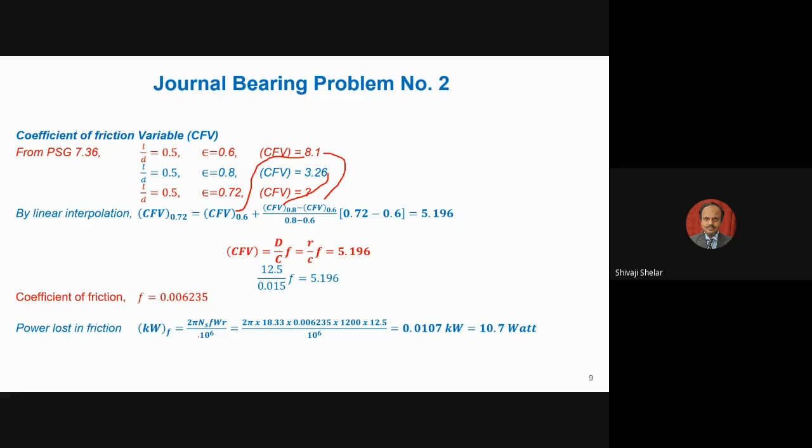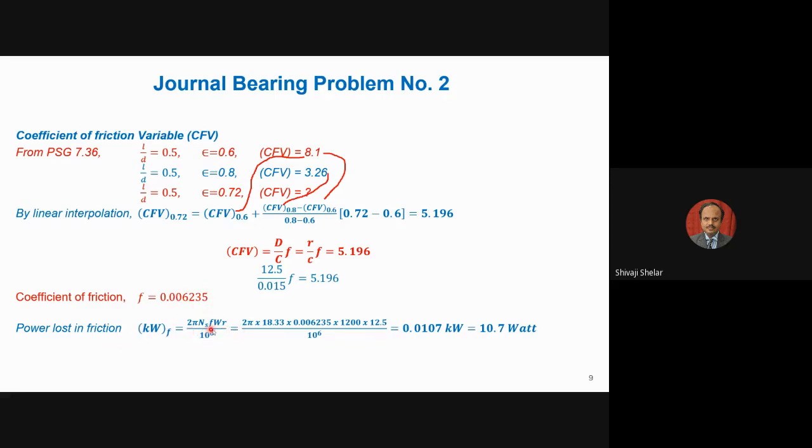So you can get this value and then do the calculation here. Now I have got 5.196. So we have CFE, either you can use the formula from PHE or you can use the formula which I have given here, R by C into F into 5.196. I am using the latter part. So R is equal to 12.5, C is equal to 0.015 radial clearance, into F is equal to 5.196. So the coefficient of friction here is a very low value, 0.006235.